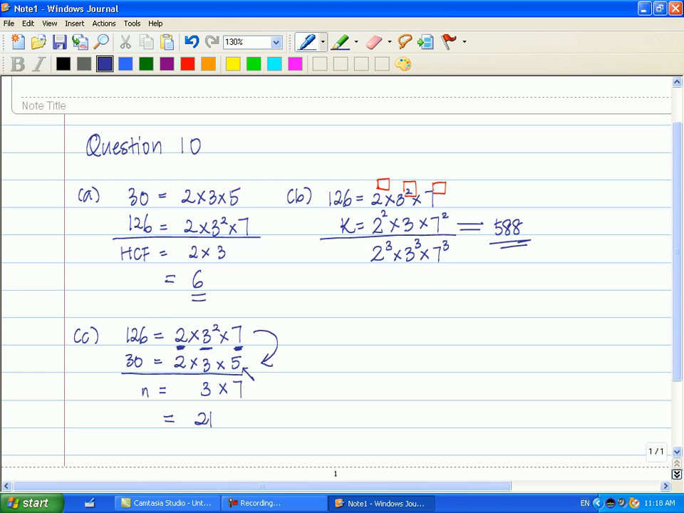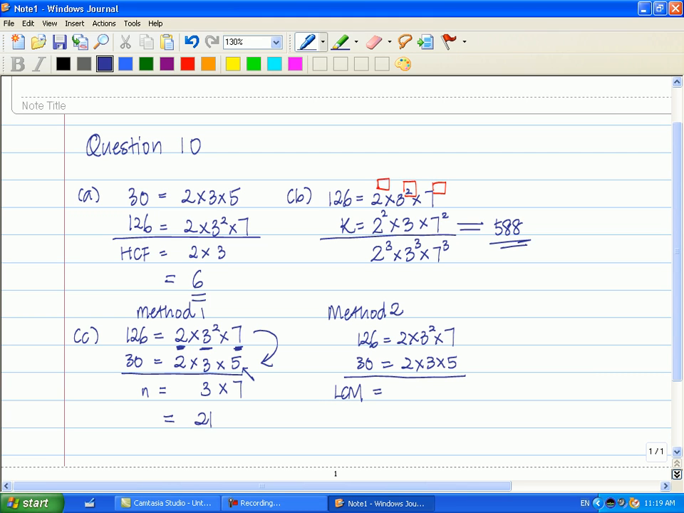Another way of finding this number n is to look at our LCM. Let us write our method 2. In method 2, I look at the numbers 30 and 126. 126 is 2 times 3 squared times 7. 30 is 2 times 3 times 5. If I want the smallest positive value of n where 30n is a multiple of 126, I'm actually looking at the LCM of these two numbers.